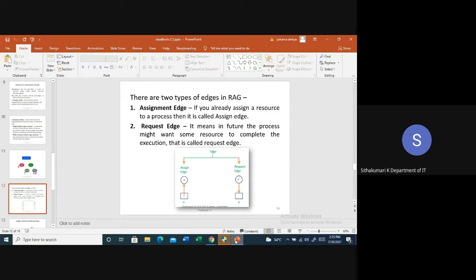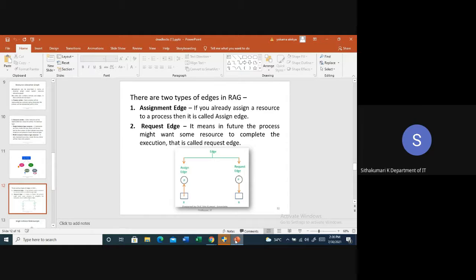Request edge means in future, the process may request a resource type to complete the execution. That is called the request edge. So here the symbols will be like this. For an assignment edge, the pointer should be from the dot to that process P. The arrow should be like this. So it specifies which instance has been assigned to satisfy that request.